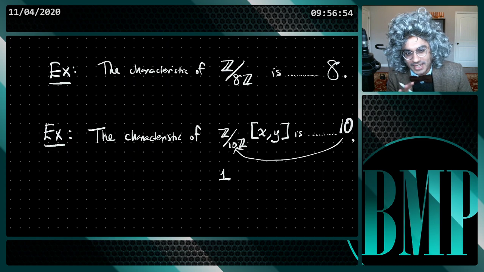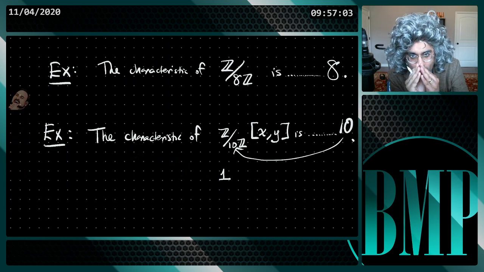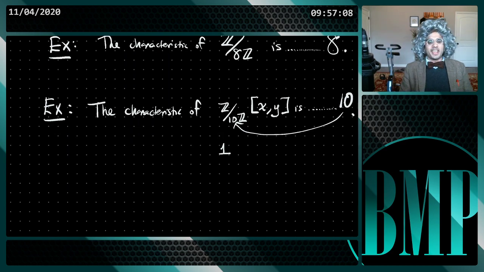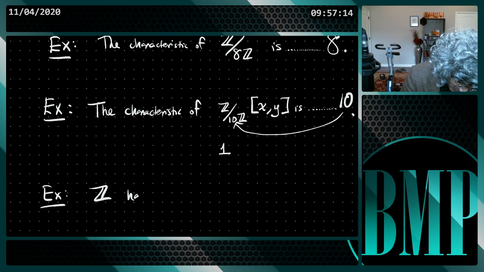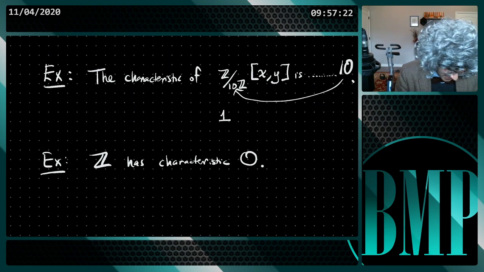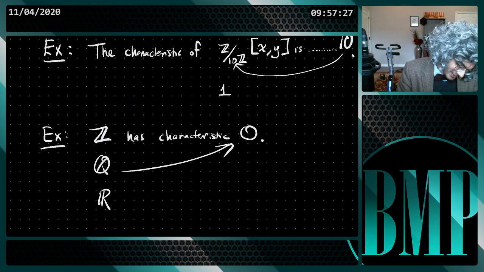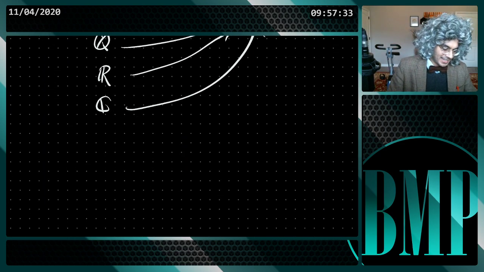Okay, the point is, folks, I just wanted to point out that the one element in the polynomial ring is 1, the polynomial that has only the constant term, 1. Think about it. Okay. Example. Z has characteristic 0. Q, characteristic 0. R. C. Awesome.